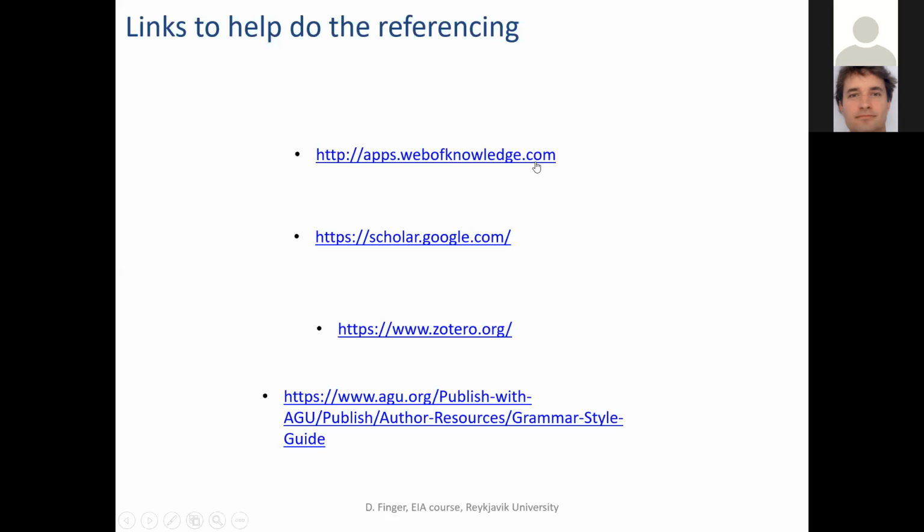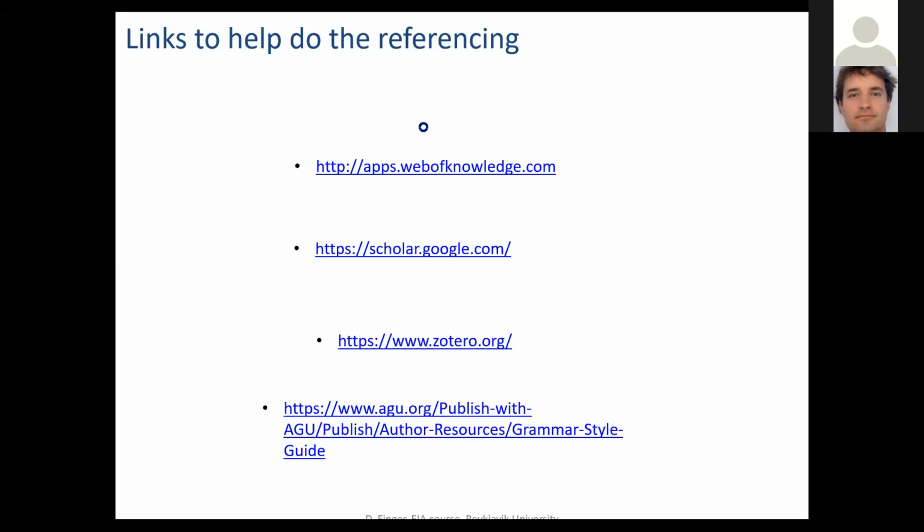I can put this into the chat. I just have to click on it and then put it into it. But the Web of Knowledge is accessible from Iceland, from anywhere. I think if you're not in Iceland, you might need a special permit, but you could connect to the Reykjavik University network, and then you should be able to sign into the Web of Knowledge.